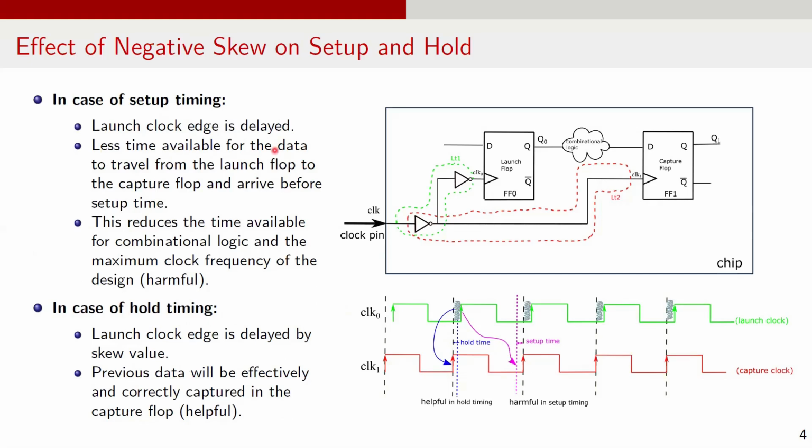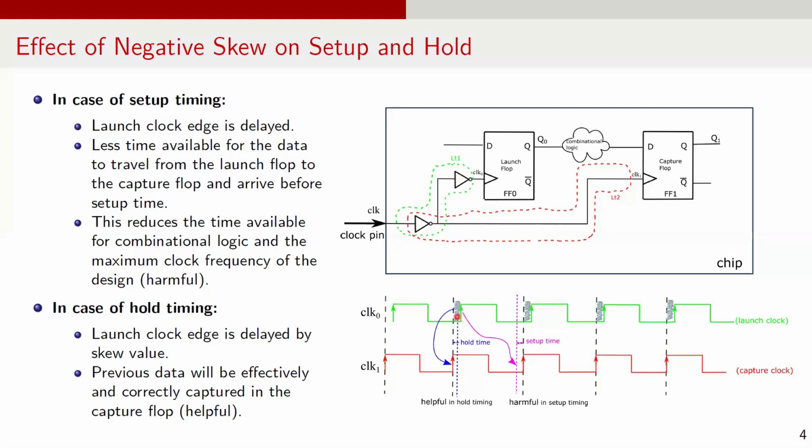First, let's see hold timing. In case of negative skew, the launch clock edge is delayed relative to the capture clock edge. This delay means that the previous data remains stable for a longer period of time, giving the capture flip-flop enough time to reliably latch the data. As a result, negative skew helps in meeting hold time requirements.